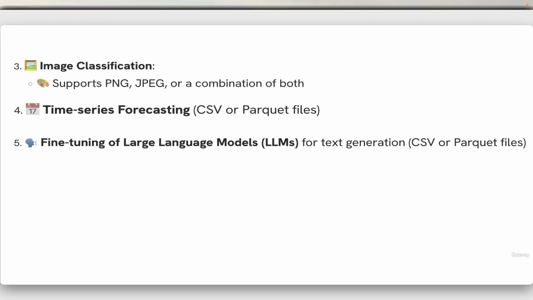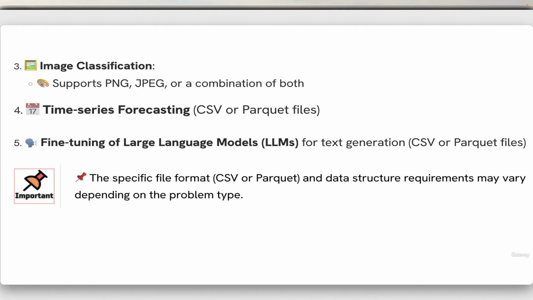Then you have time series forecasting for both CSV or Parquet files, and then fine tuning of large language models, LLMs, something like ChatGPT, Claude, for text generation, CSV or Parquet files. And important, the specific file format, CSV or Parquet, and data structure requirements may vary depending on the problem type.